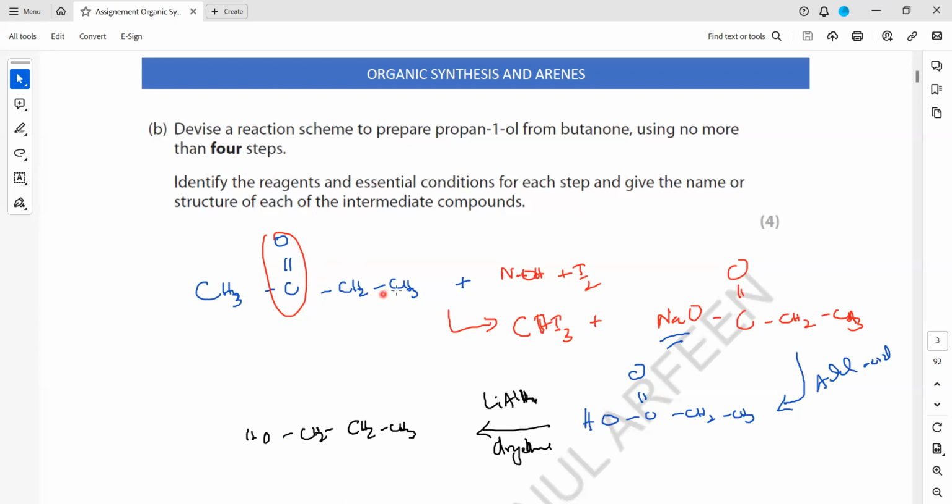So first step, what we did, we use the iodoform reaction to remove one of the carbons from the chain, and then we add acid to convert into a carboxylic acid, and then we do a reduction. It will turn into alcohol.